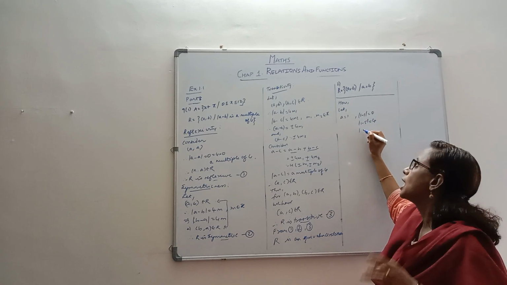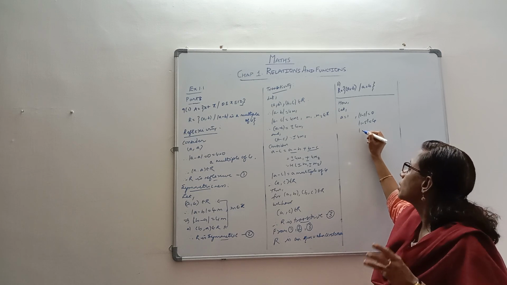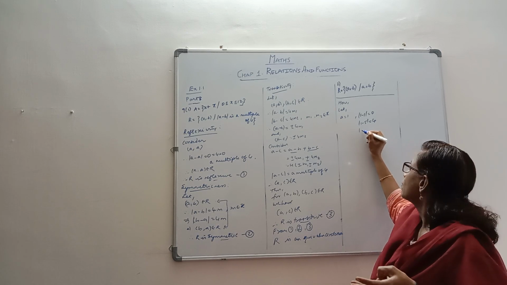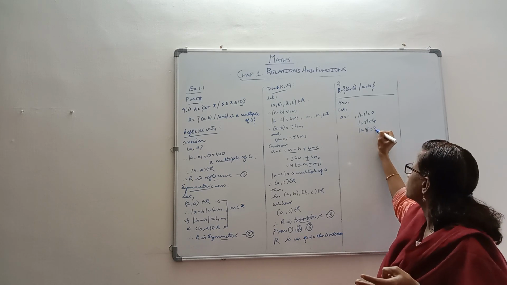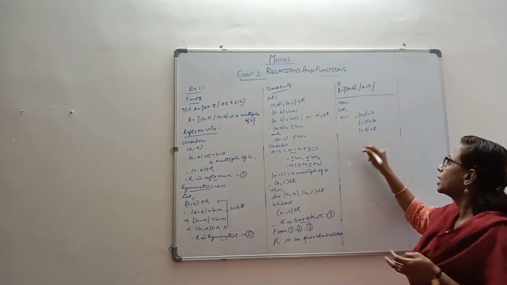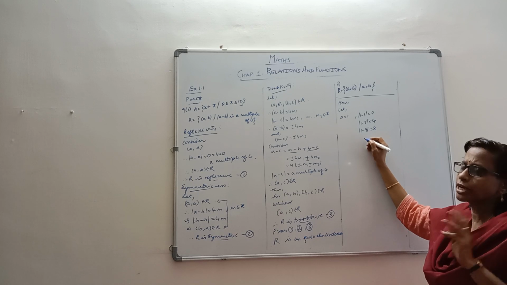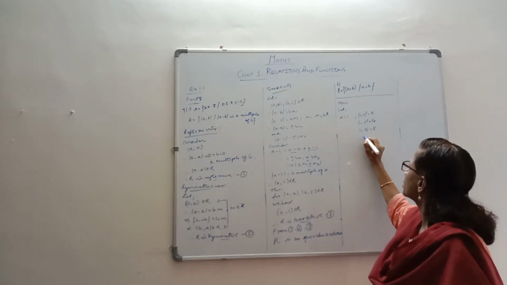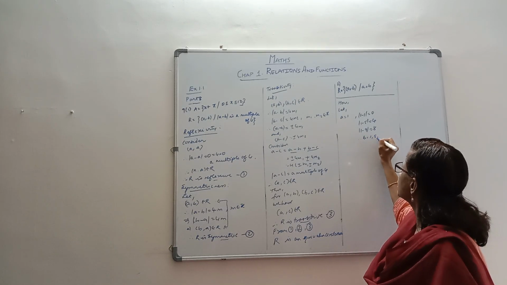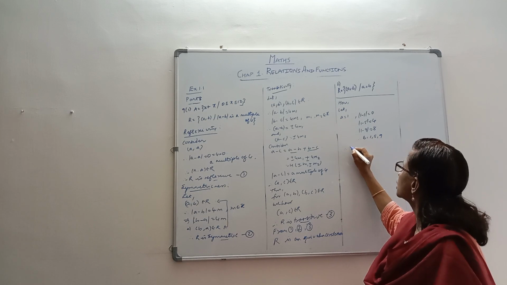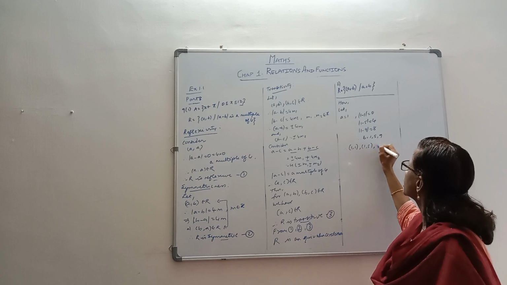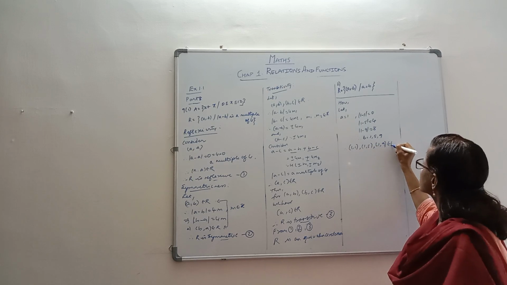1 minus 6, 1 minus 7, 1 minus 8, 1 minus 9 should be okay because it will come to 8, a multiple of 4. Then 1 minus 10, 1 minus 11 and 1 minus 12, all that is not going to work. Therefore our B values here are 1, 5 and 9. So 1 comma 1, 1 comma 5, 1 comma 9 belongs to R.